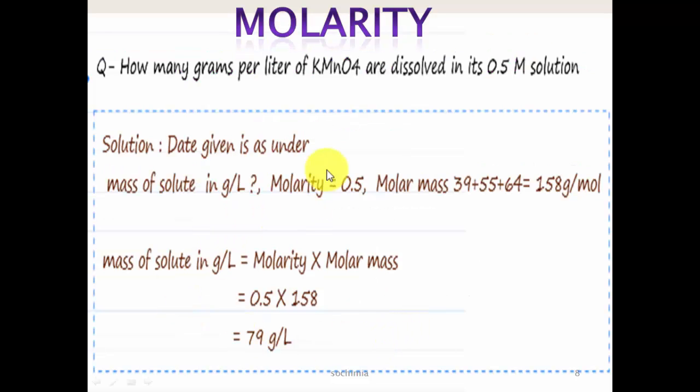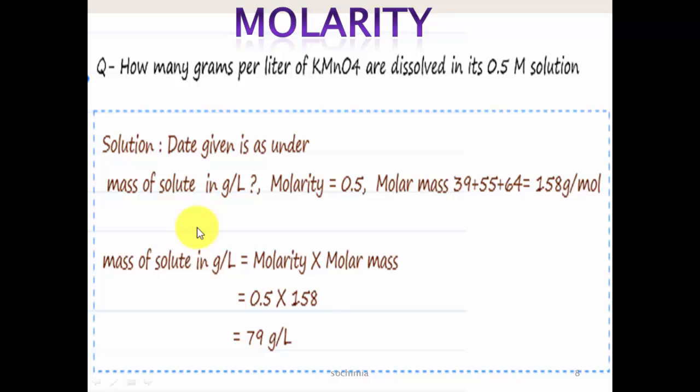Similarly, this solved example asks how many grams per liter of potassium permanganate are dissolved in a 0.5 molar solution. We have the molarity here, 0.5 molar, the compound KMnO4, potassium permanganate, and what we need to calculate is grams of KMnO4 per liter. All these given numbers are here. We need to calculate the mass of solute in grams per liter. Molarity is 0.5, molar mass is 158 grams per mole.